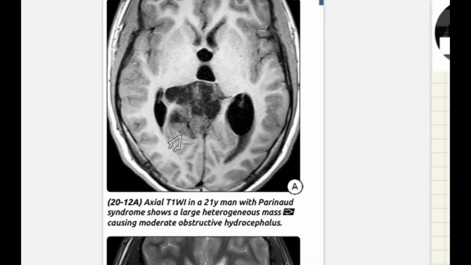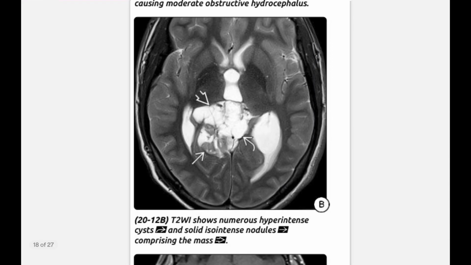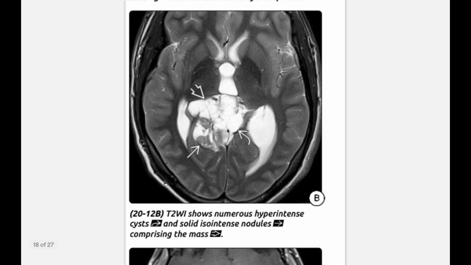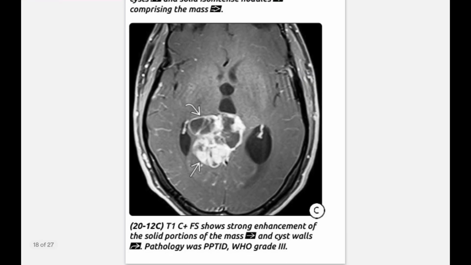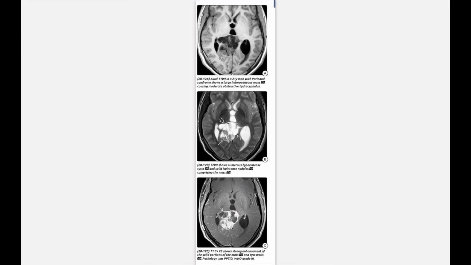The same patient on the T1 weighted image, we can see a large heterogeneous mass causing moderate obstructive hydrocephalus. See the T2 weighted image of the same patient, iso-intense nodules comprising the mass present over here. And in post contrast, the cyst wall pathology is showing enhancement. So this is about the PPTID.